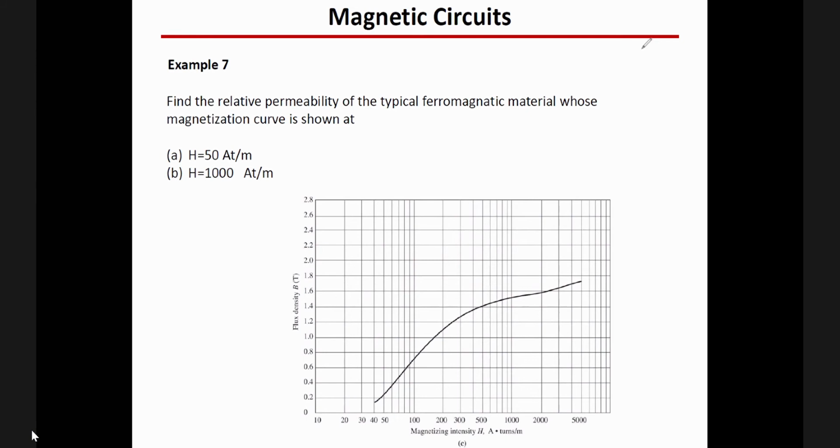I didn't get the question completely, but BH basically represents the practical and experimental relation inside the core. And mu is linked to this relation, as I mentioned before, because we know the relation between B and H is through permeability.